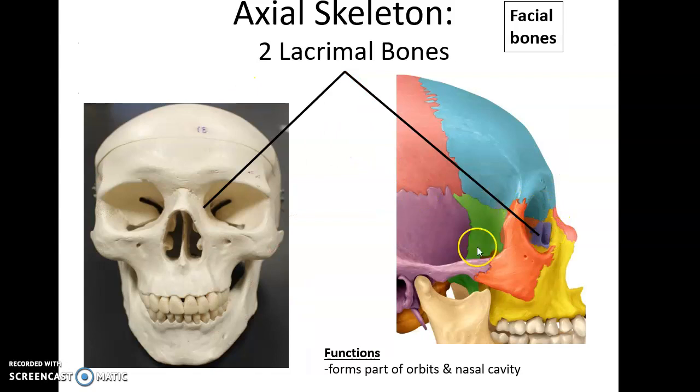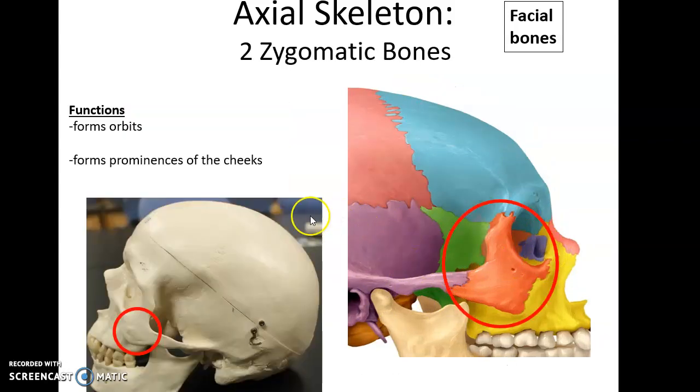Lacrimal bones. Lacrimal bones are these little bitty bones on the medial walls of the orbits. They help to form the orbits and also part of the nasal cavity. They have this little channel that connects the orbits to the nasal cavity so that tear fluid can flow from the eyes down into the nasal cavity. Zygomatic bone, or cheekbone. The right and left zygomatic bones help to form the orbits and also the prominence of the cheeks.